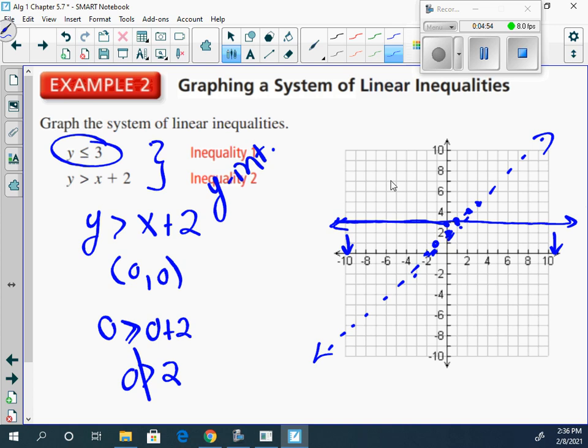So when I look at this dashed line, and again, we check this point. Let me color it a different color. So we check the point (0, 0) here, yes? And since it gave us a false statement for the dashed line, we're going to shade away from it because it's not including that side for the dashed line, yes? So we're going to shade above it.